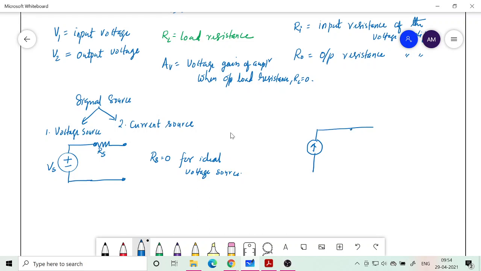Now a current source, when you practically design it, will always come up with a parallel resistance, and it supplies a current, and then there is a parallel resistance Rs. Now when you talk about an ideal, or let me call it as RP, this is series and this is parallel. So an ideal current source will have RP equal to infinity for ideal current.